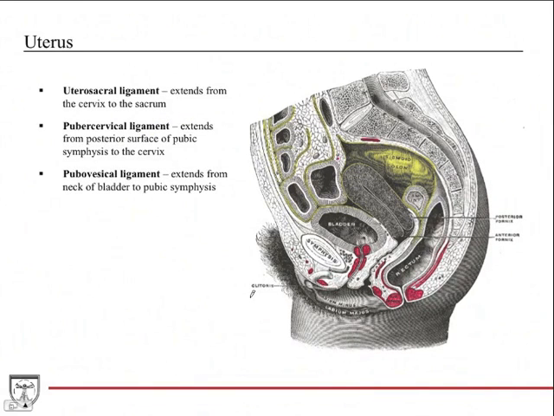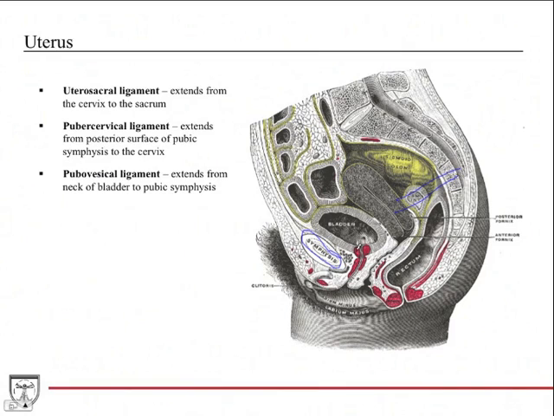Just some more ligaments. So you have a uterosacral ligament, which extends from the uterus to the sacrum. So it'll come back here and attach on the sacrum back here. That helps just with stability and position of the uterus as well. You have the pubocervical ligament, which extends from the posterior surface of the pubic symphysis. So you have the symphysis here, and then it extends from there to the cervix.